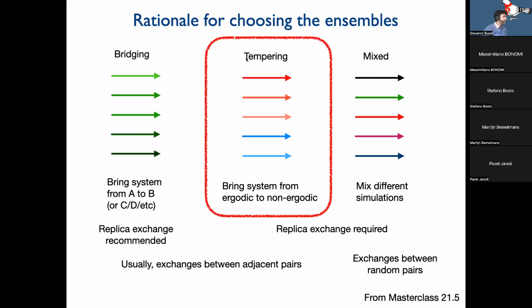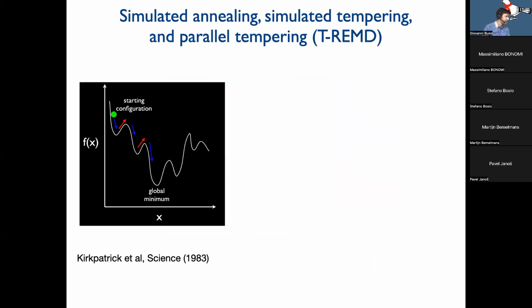The method that we're going to discuss today is in this class: replica exchange used for tempering your system. Let's also discuss a bit more about this idea of tempering. I would say that the root idea here is simulated annealing. Simulated annealing is a minimization method, so you can use it to find the global minimum of a function with many local minima.